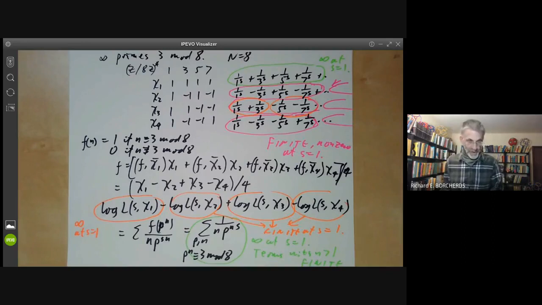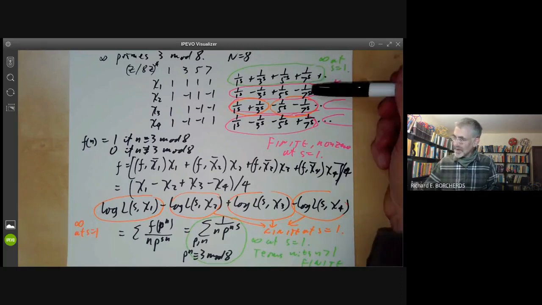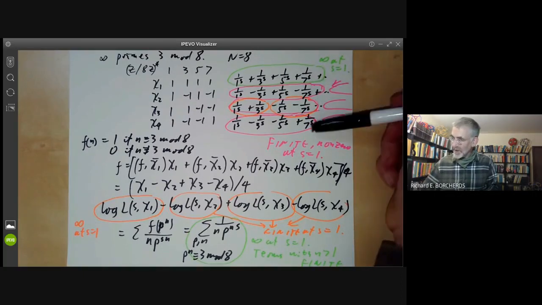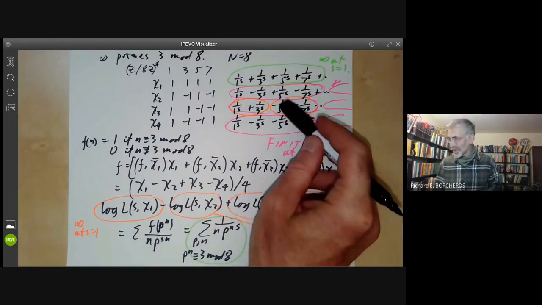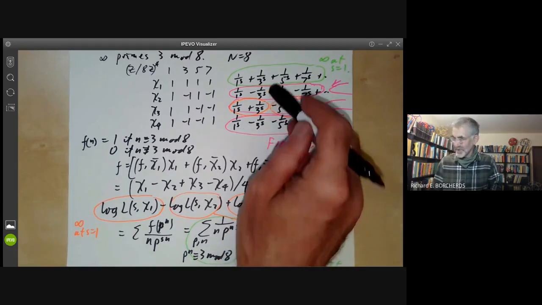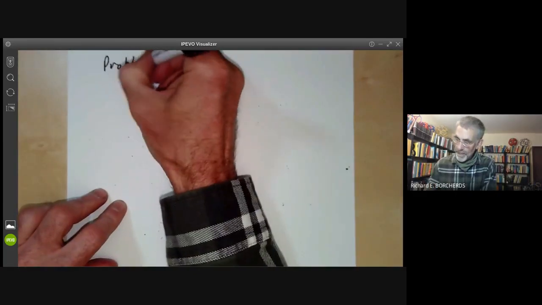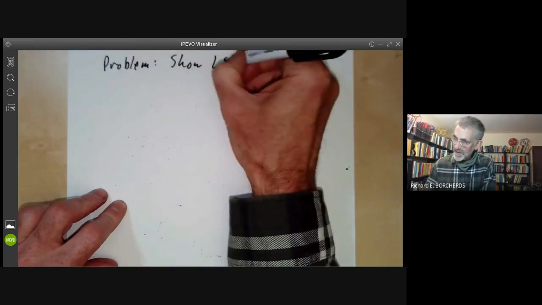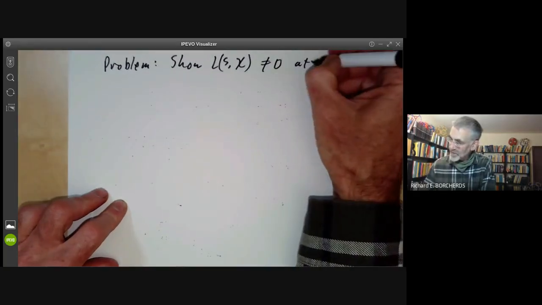Well, I said that this worked for arbitrary values of n, except there's one thing that doesn't work all that obviously for arbitrary values of n, which is where we said that these L series were non-zero at s equals 1. We sort of checked it for n equals 8 by more or less doing an explicit calculation in each case, and you can sort of see that the sum is going to be positive. So we have this problem: show L of s, chi is not equal to 0 at s equals 1.